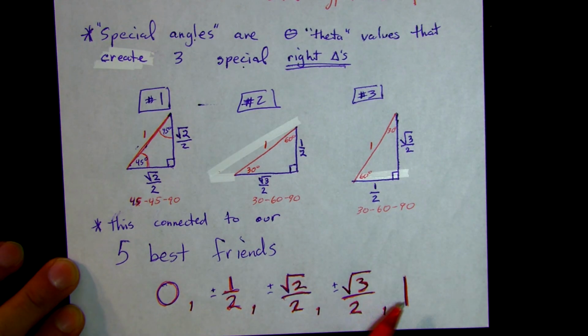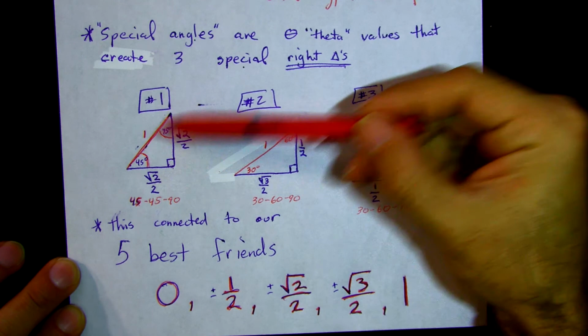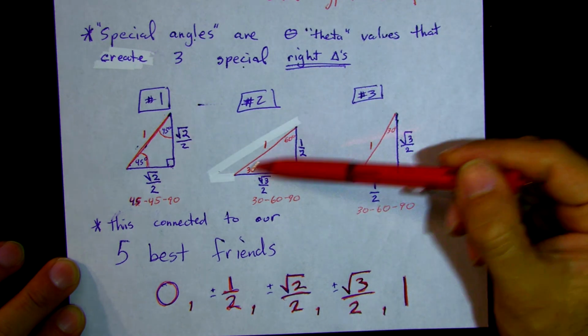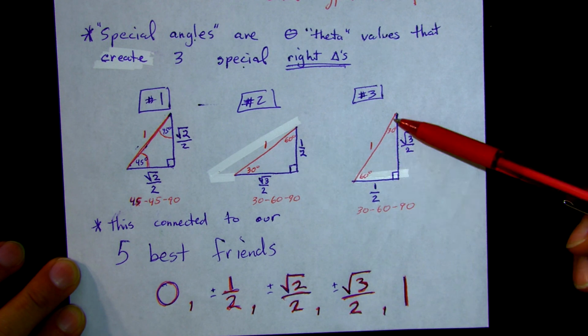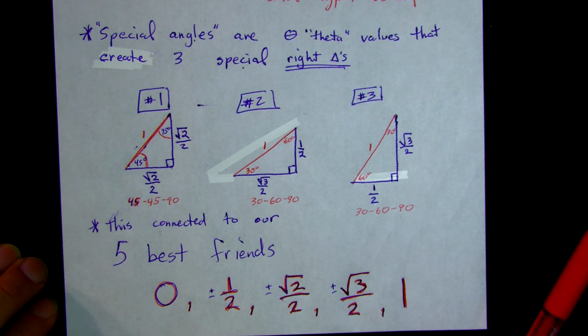And you could see here, our 5 best friends that are always going to be our coordinates along the unit circle, they're components of each triangle. Look, 1, 1, root 2 over 2, root 2 over 2. Okay. 1, 1/2, root 3 over 2. 1, root 3 over 2, 1/2. Okay.